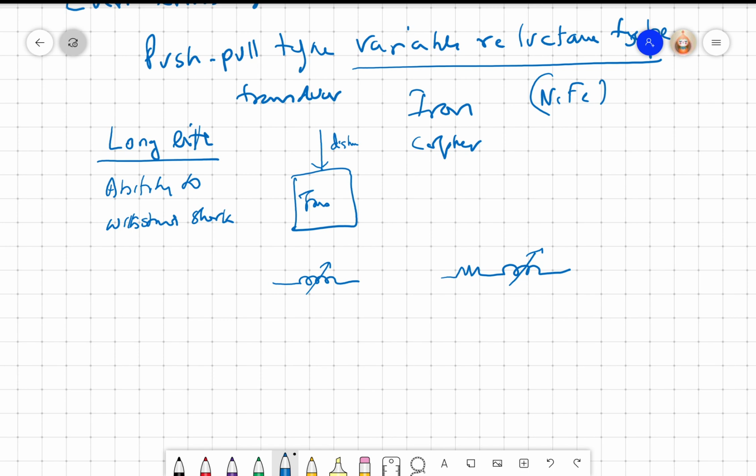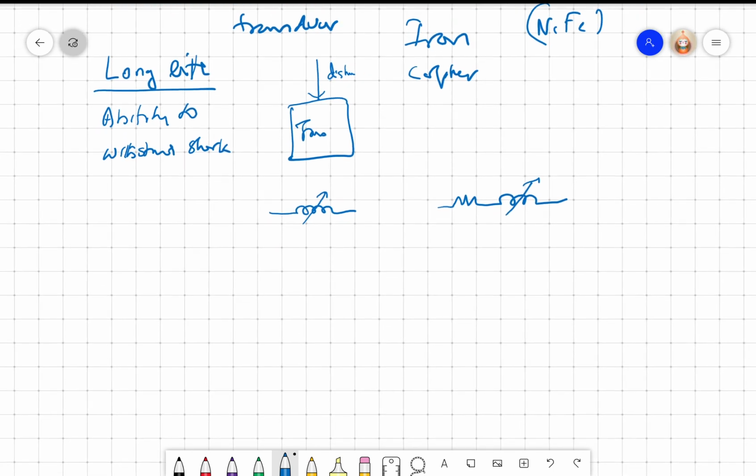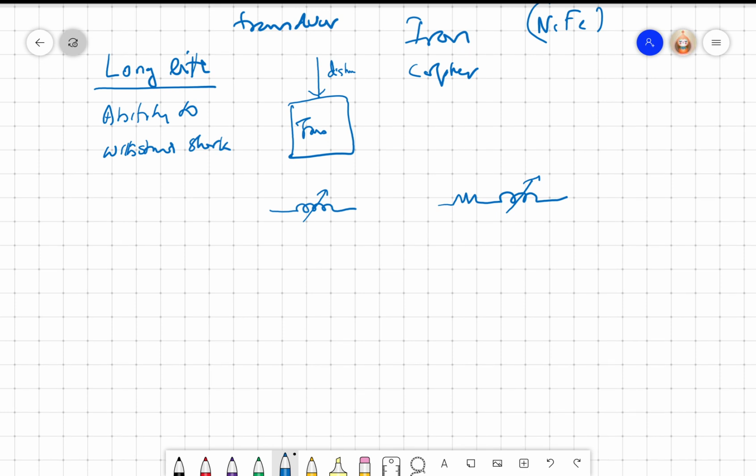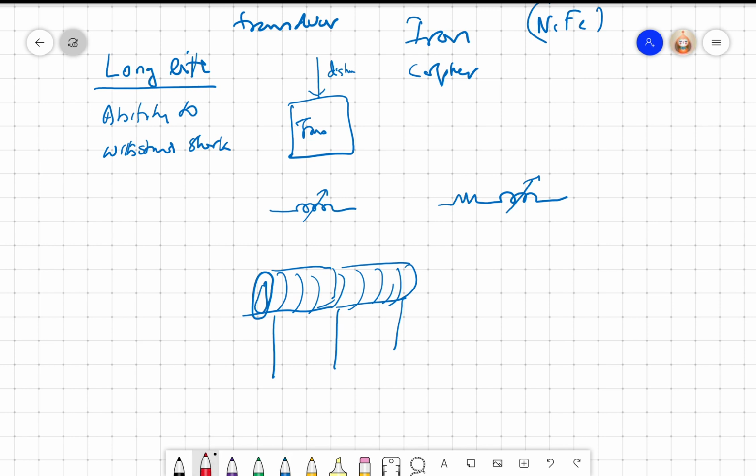Another type of inductance is that I have two coils contiguously wound, right? And this is a hollow coil, so this is wound here. So I put a core inside, right? And then I move the core like this.